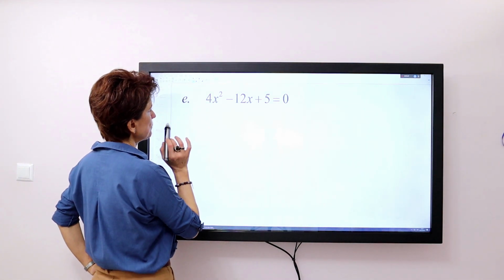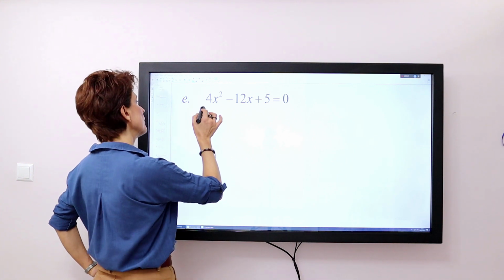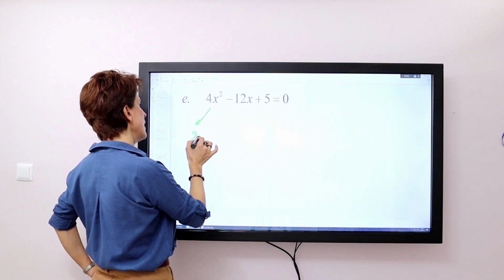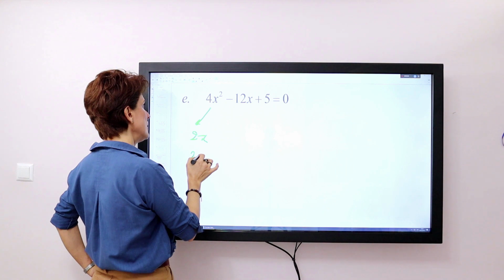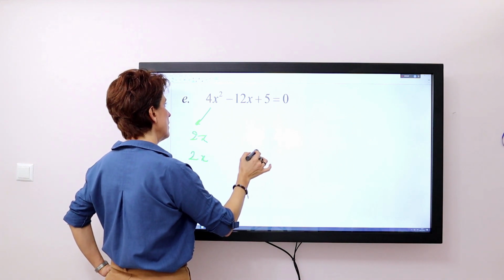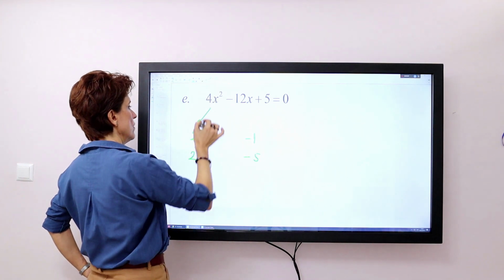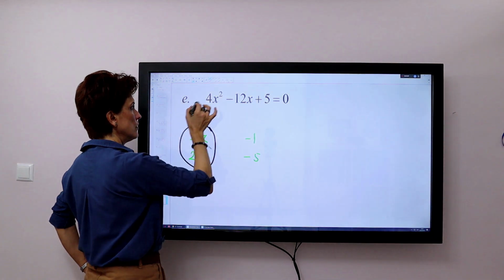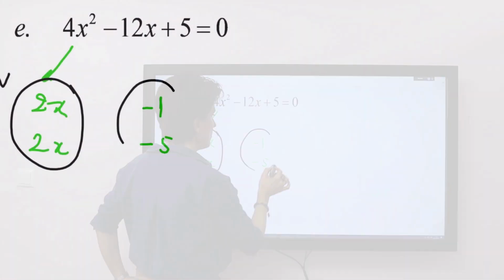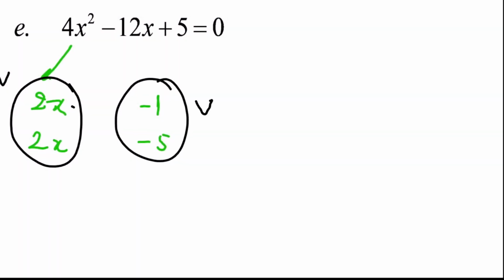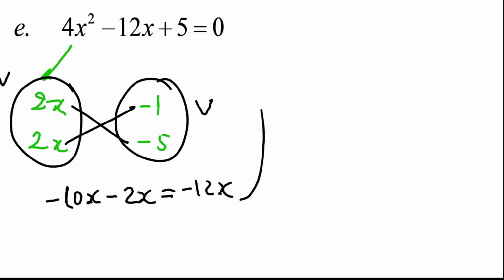What could it be? I think I found it. Let's check. 2x, negative 5, 2x, negative 1. If I multiply them, I get 4x squared. If I multiply the numbers, I get 5. Sum of the cross product: negative 10x and negative 2x, which is negative 12x, our middle term, right? So we need to be careful to write in this form.